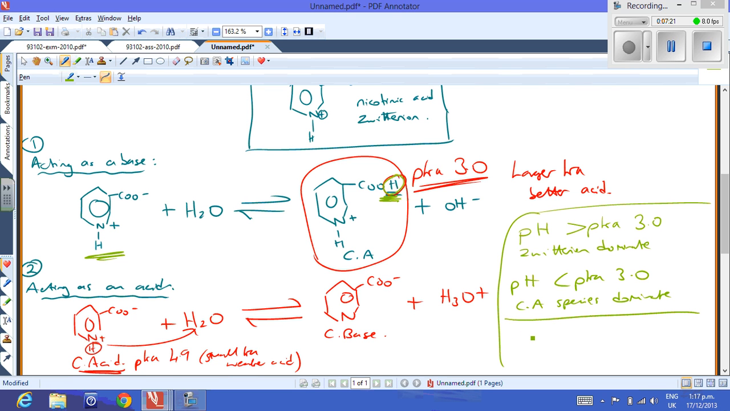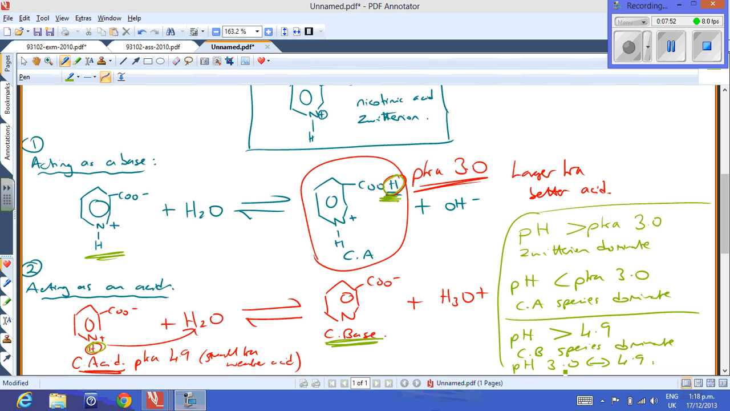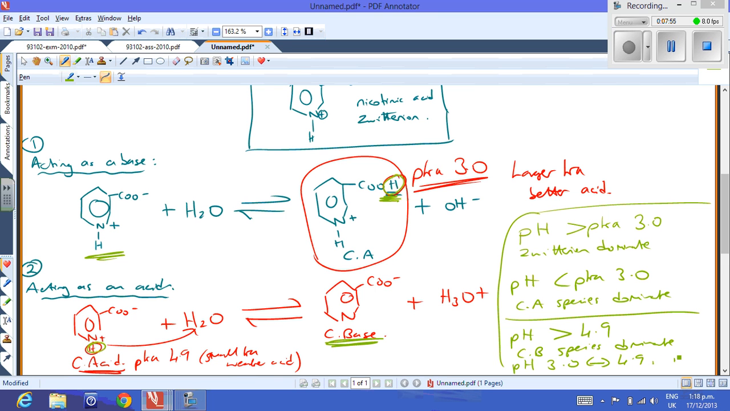Having said that, if we go to a pH which is greater than 4.9, then this proton right here will come off and the conjugate base species will exist. So the conjugate base species would dominate. And then if we keep the pH between 3.0 and 4.9, then the Zwitterion species will be able to exist or dominate. And that's what we're looking for there.